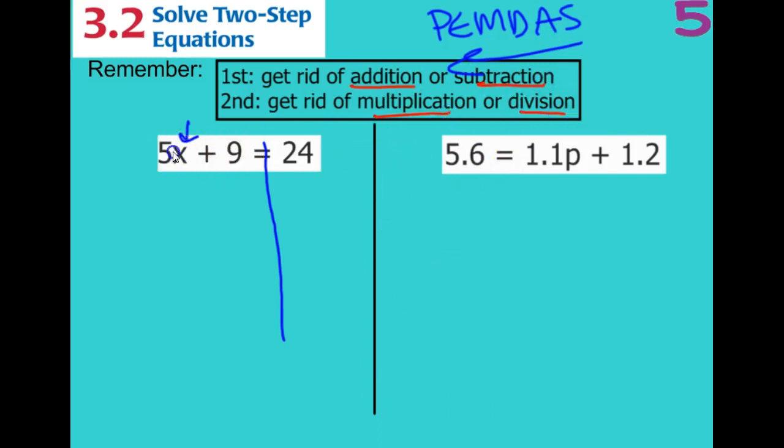So first, this is multiplied, this is added. We need to get rid of that addition. So subtract 9, do the opposite of what you see. We have 5x. 24, take away 9. If you're not sure, use your calculator. Should give us 15. And last, the opposite of multiplying by 5 is dividing by 5. 15 divided by 5 gives us 3.